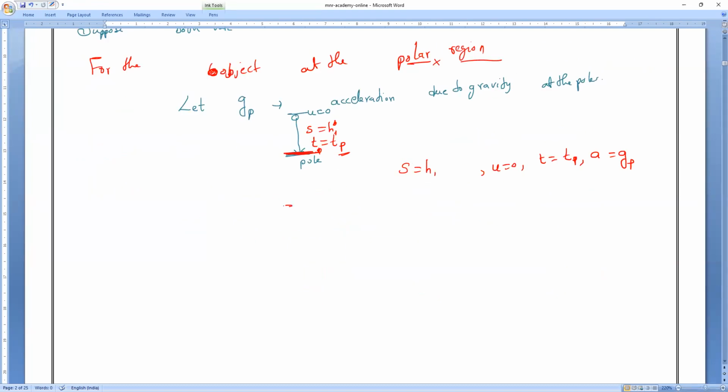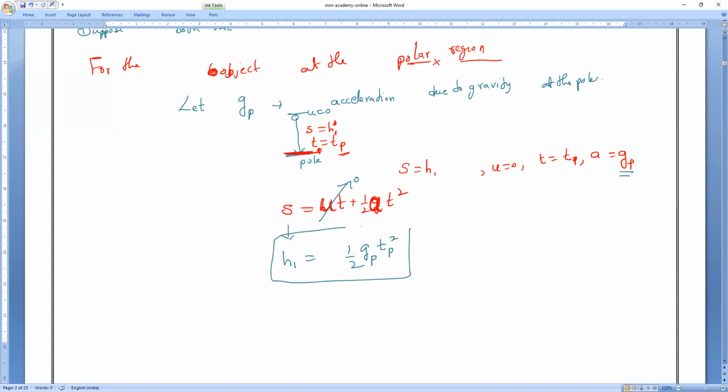Very good. So S equals UT plus half AT square. Understand? So replace it. H1 is equal to initial velocity 0, plus half into A, which is GP, the acceleration due to gravity at the poles, and T is TP, the time taken to land on the earth at the poles. Any problem? We want T.